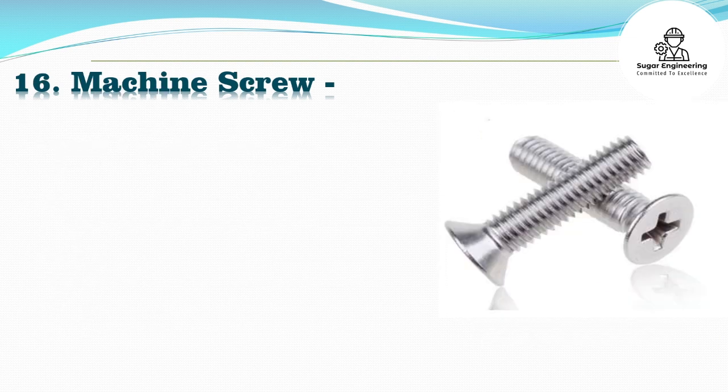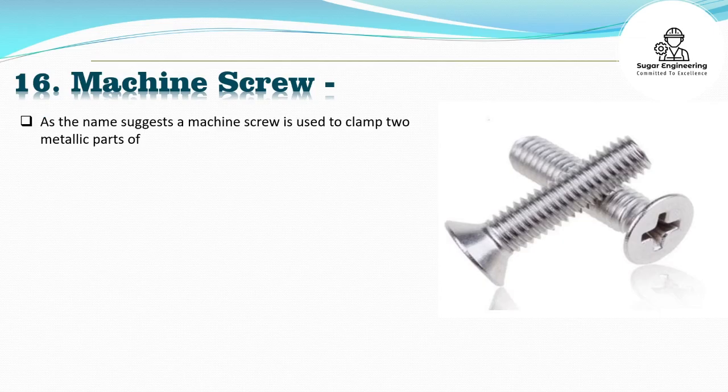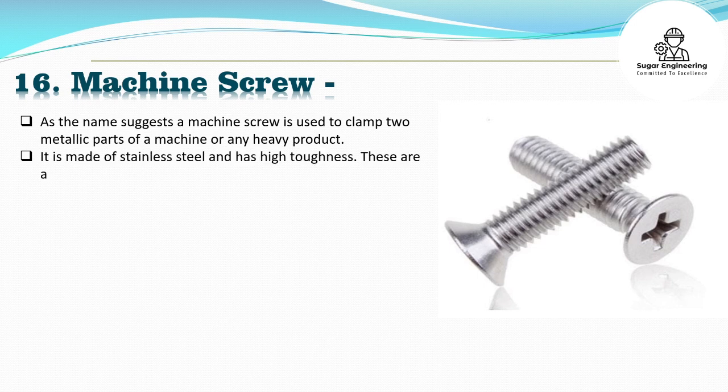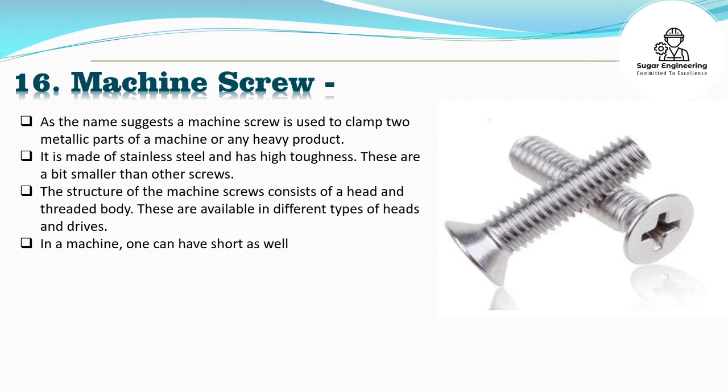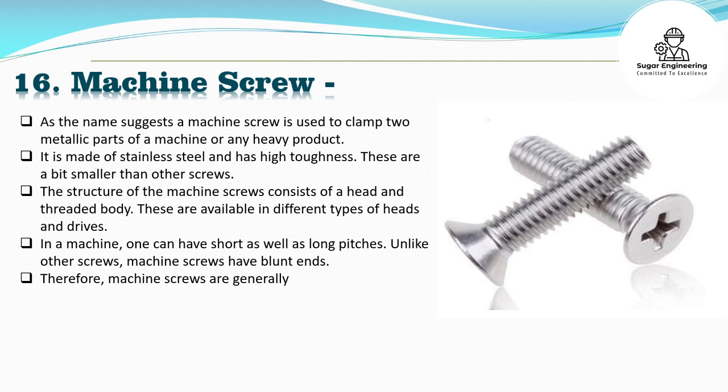16. Machine screw. As the name suggests, a machine screw is used to clamp two metallic parts of a machine or any heavy product. It is made of stainless steel and has high toughness. These are a bit smaller than other screws. The structure of the machine screws consists of a head and threaded body. These are available in different types of heads and drives. In a machine, one can have short as well as long pitches.